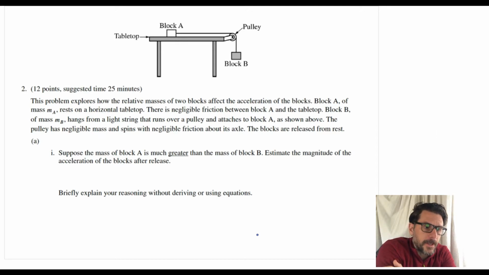Block B of mass mB hangs from a light string that runs over a pulley and attaches to block A as shown above. The pulley has a negligible mass and spins with negligible friction about its axle. The blocks are released from rest. Part A I, you will be given 2 points for a correct resolution of this part. Only 2 points. Suppose the mass of block A is much greater than the mass of block B.